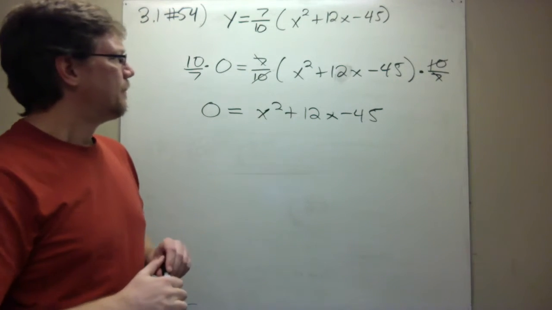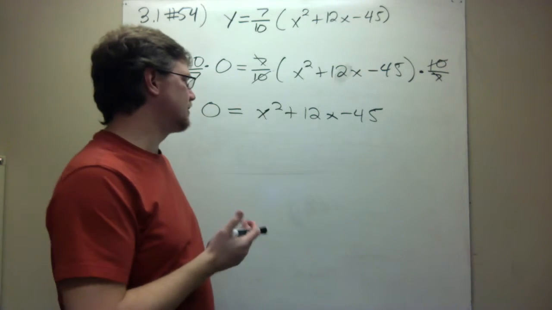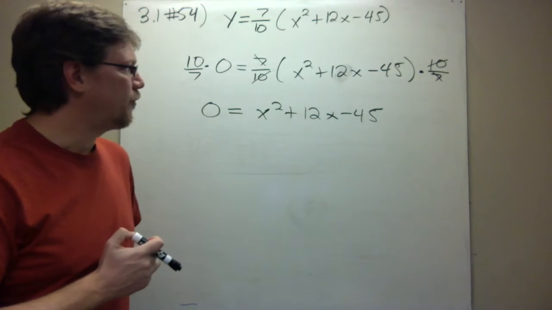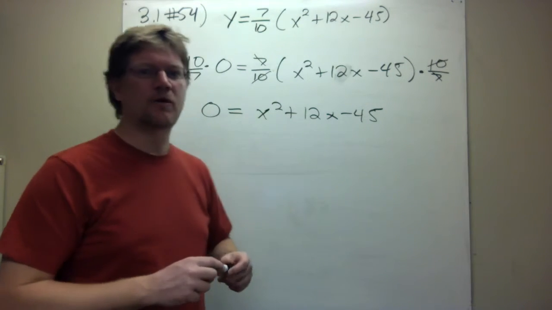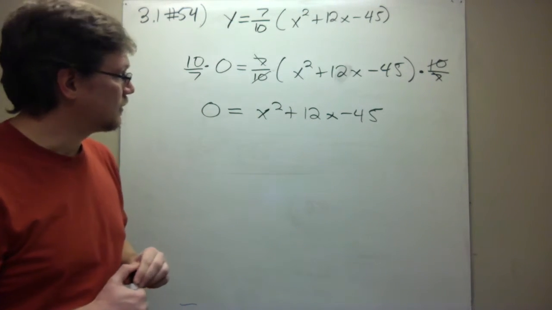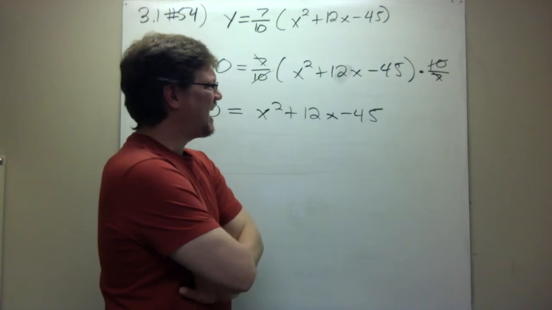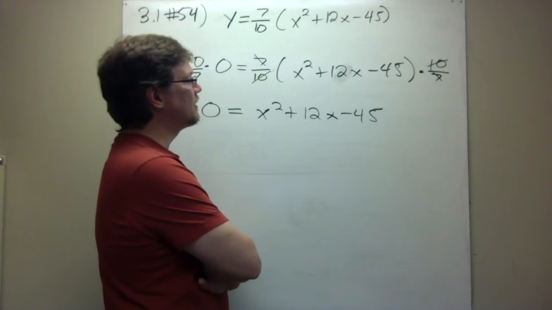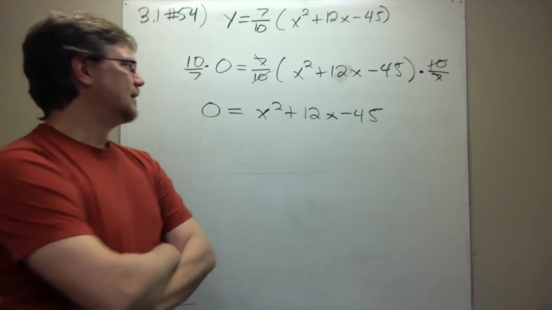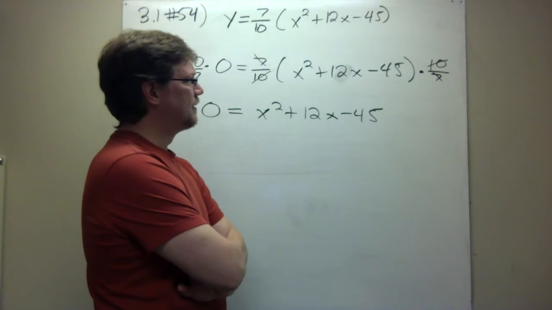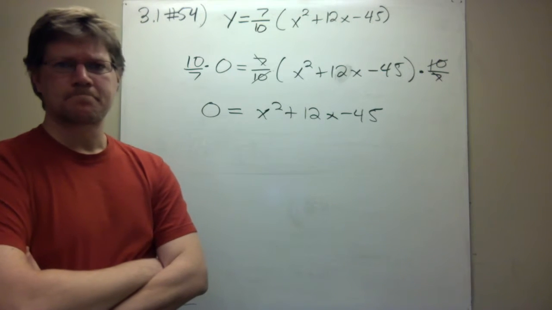All right. So can this be factored nicely? Well, 45 is 45 times 1. Well, that's certainly not going to get us to 12. It's also 5 times 9. 5 plus 9 is 14. That's not going to quite get us there. It's going to be 15 and 3.